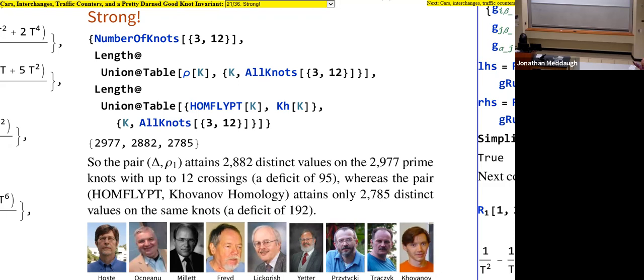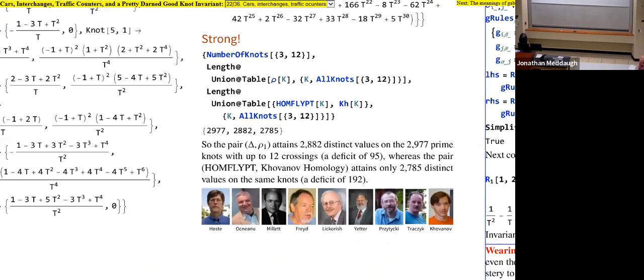And the pair, Alexander polynomial and rho one, which again, I consider them as one, attains 2,882 distinct values on that, which means that the deficit is 95, whereas Khovanov homology and the HOMFLY polynomial taken together only have a deficit of 192. So it's a reasonably strong invariant.